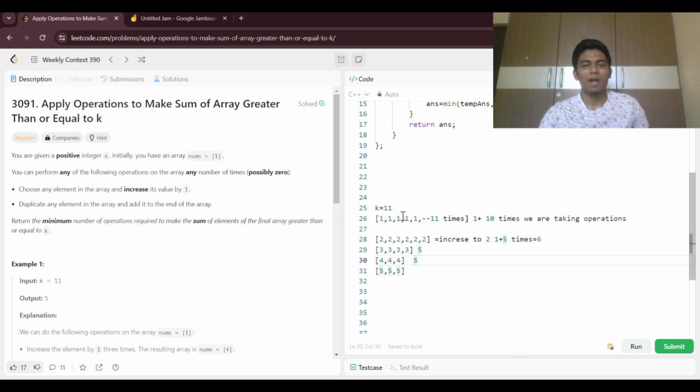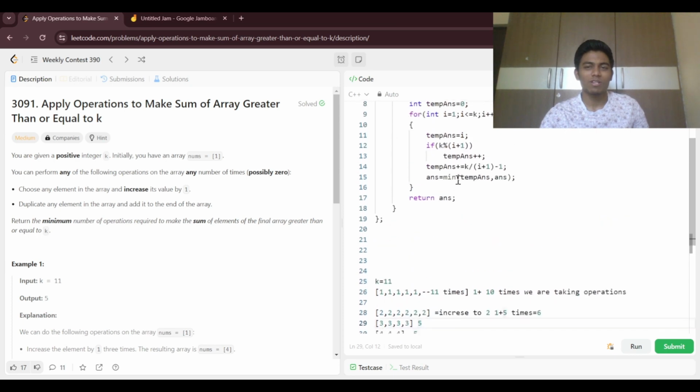So if I take this particular one, then it is going to have 11 times, so this is going to have 10 operations. So this will not be optimal, and this also will not be optimal. So 5 is going to be my optimal solution, so I am going to return this 5.